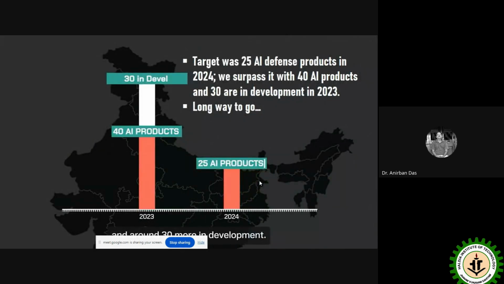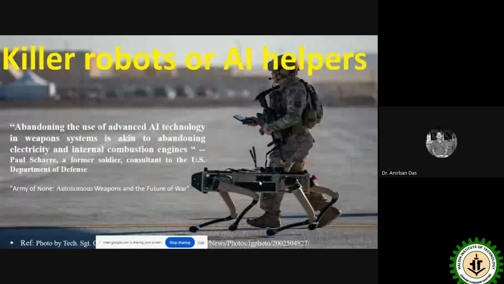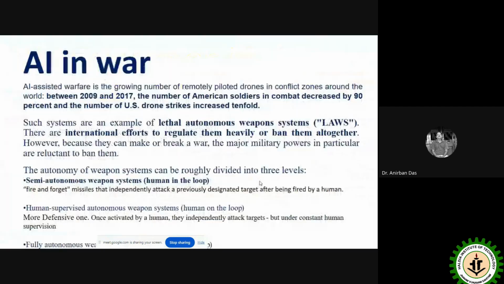And in 2023, the earlier target was that at least 30 AI-based products in terms of defense must be ready by 2024. But in early 2023, we have already made 40 AI products and 30 are in development. So this is the way India is progressing in AI implementation. And let's see one killer robot here, where you can see one robot progressing toward one soldier.